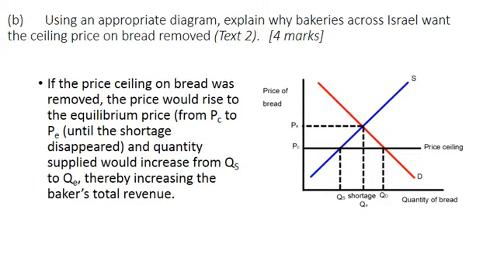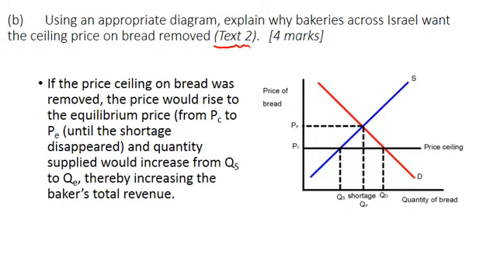B, the question was, using an appropriate diagram, explain why bakeries across Israel want the ceiling on bread removed. And they refer you to text 2, so you can go back to that second box and reread it to get a sense of what's going on. So let's look at the diagram first on the right.